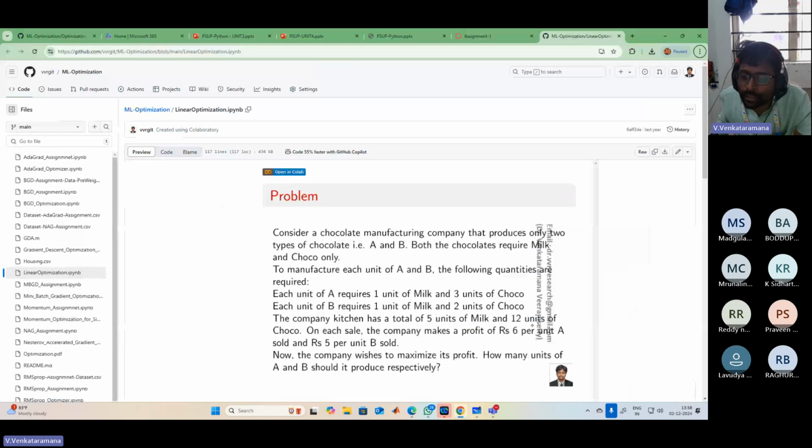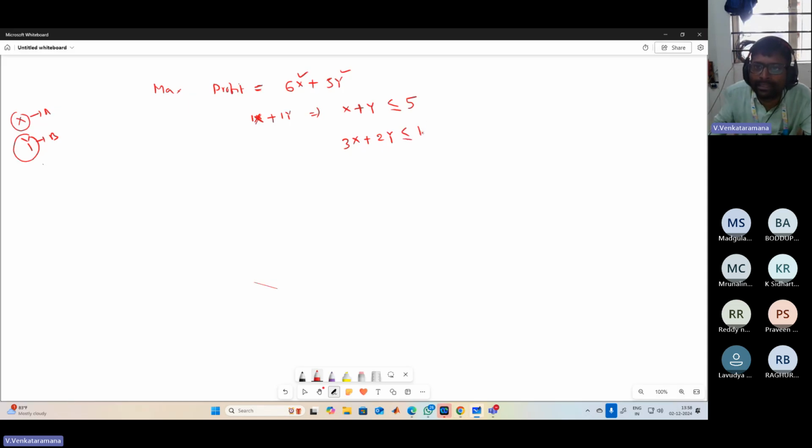Now, how many units of Choco are available in the company kitchen? 12 units, right? So that should be less than or equal to 12, right? Hope you understand as of now. So this is how we are going to develop the mathematical modeling for the problem given by your client, right?